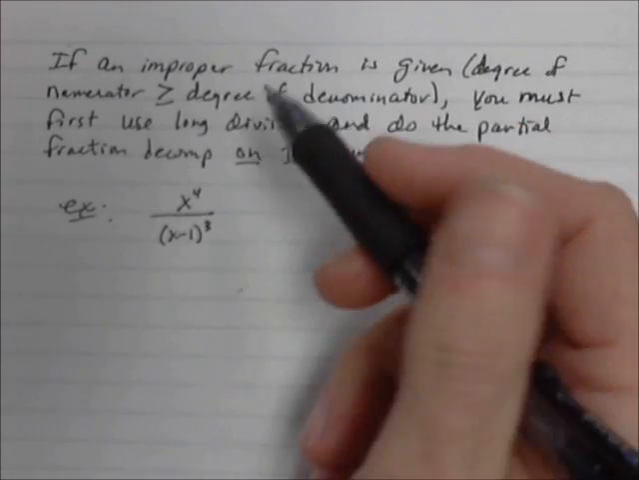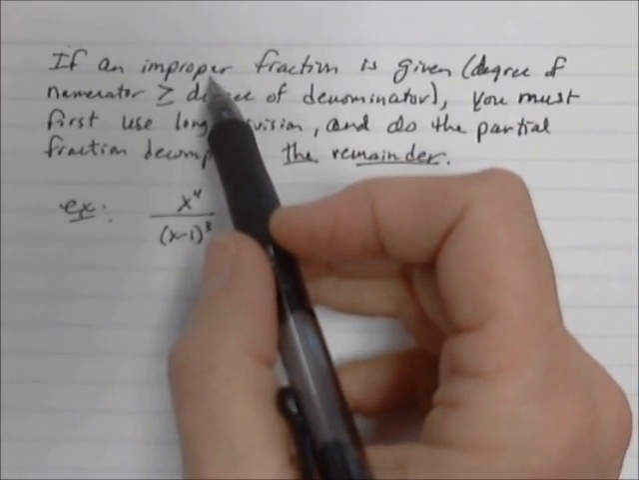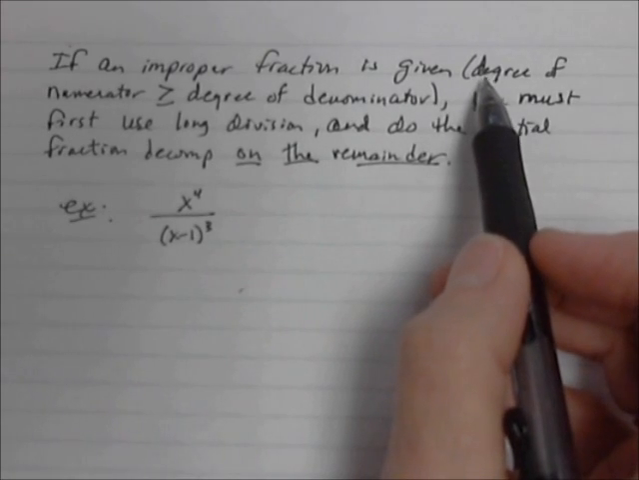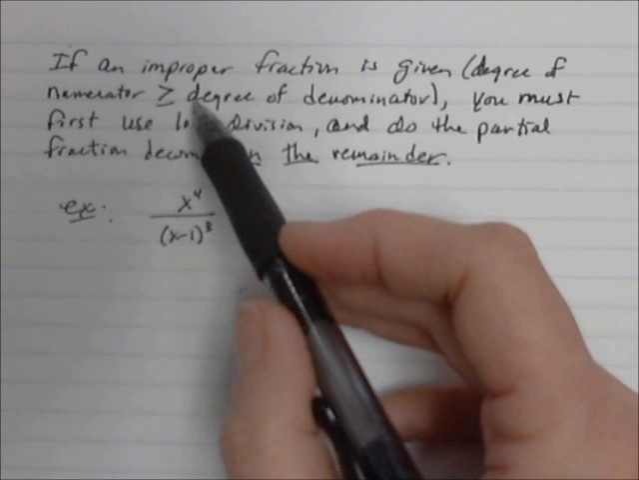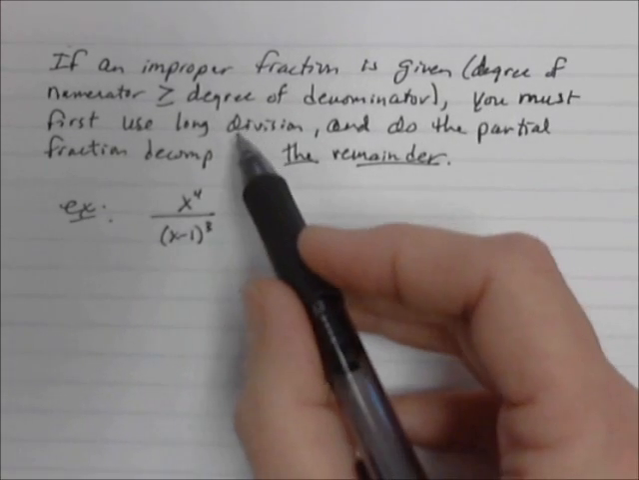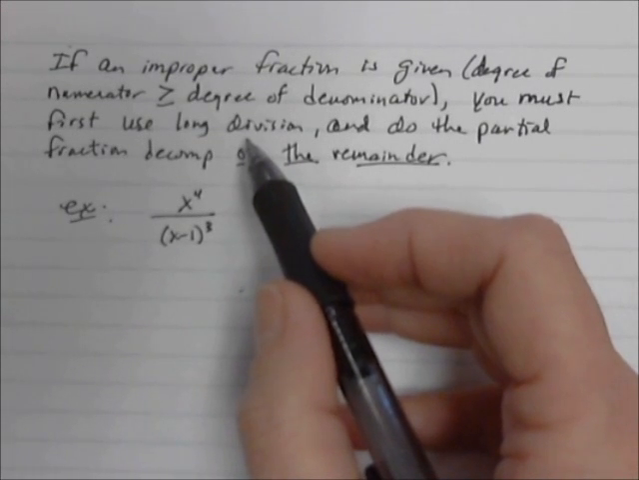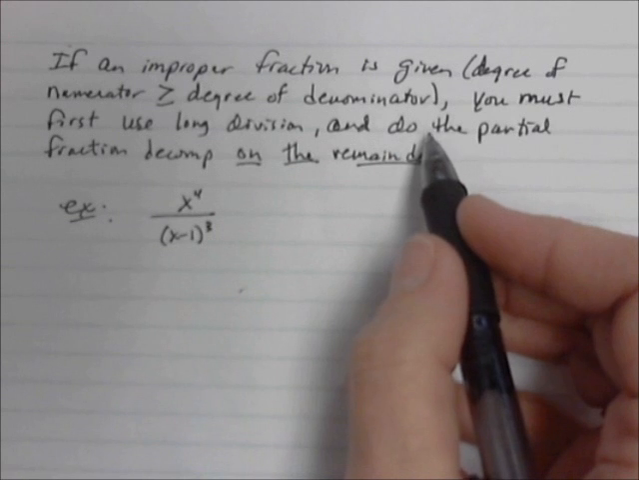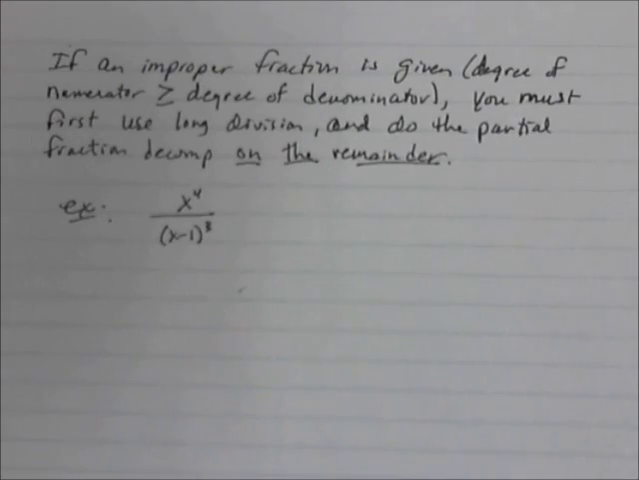The last example I'm going to give you is if you have an improper fraction where the degree of the numerator is greater than or equal to the degree of the denominator, that's what makes it improper. What you have to do is first use long division, and you're going to get an answer with a remainder, and then you have to do the partial fraction decomposition on the remainder.